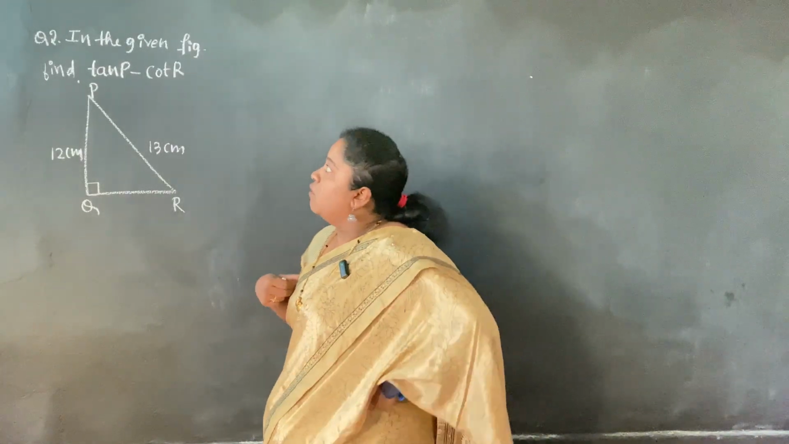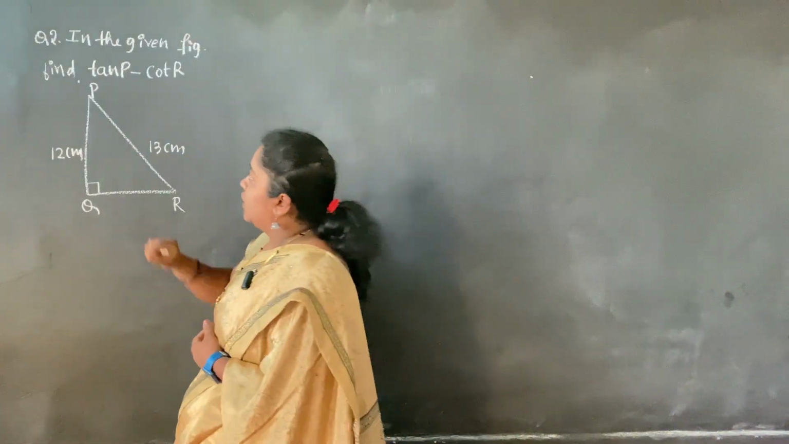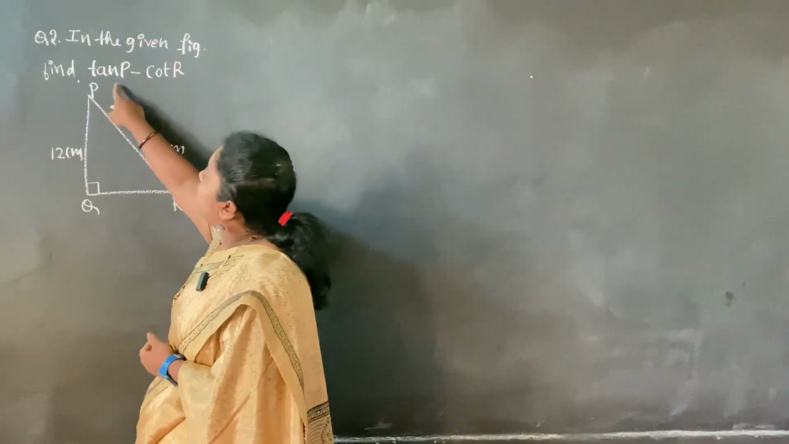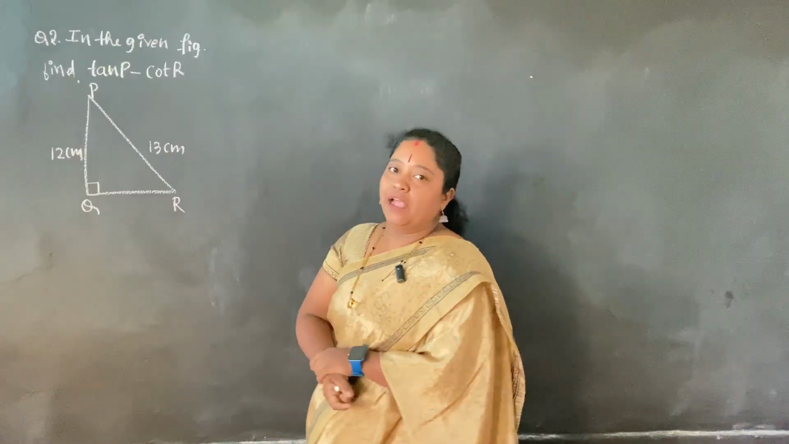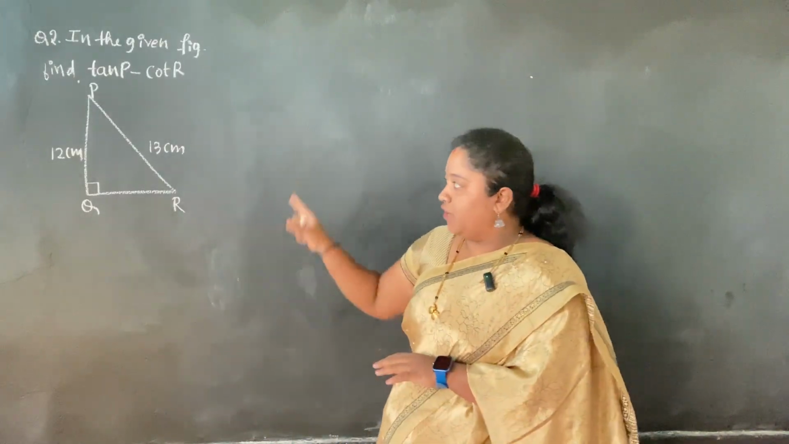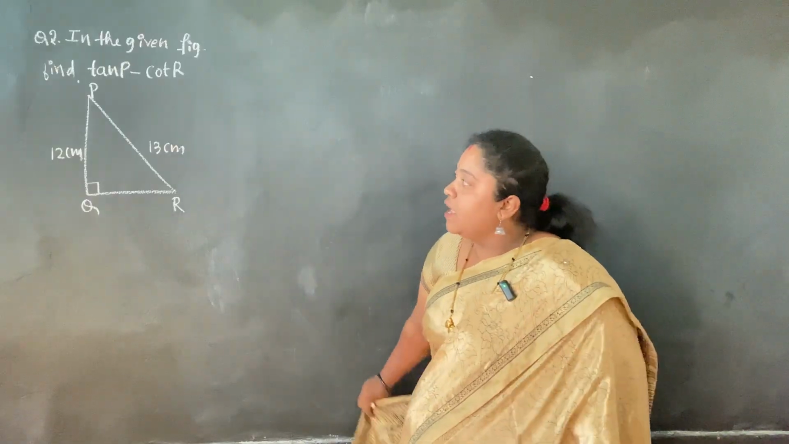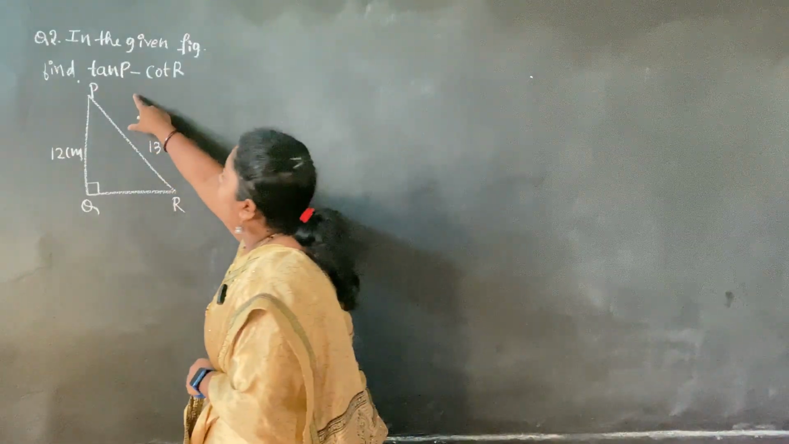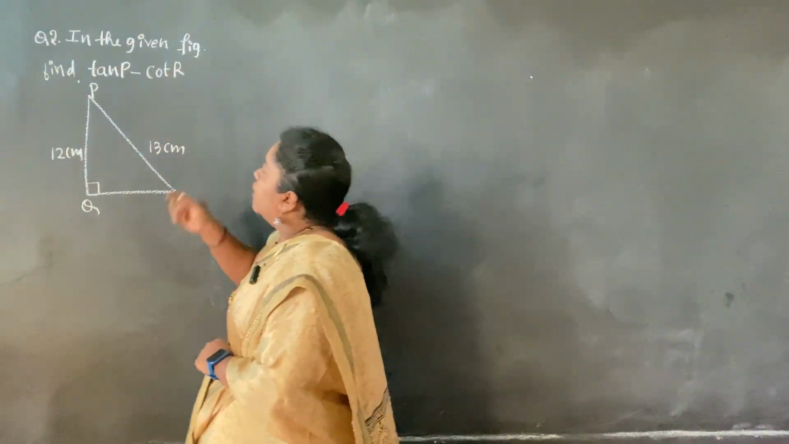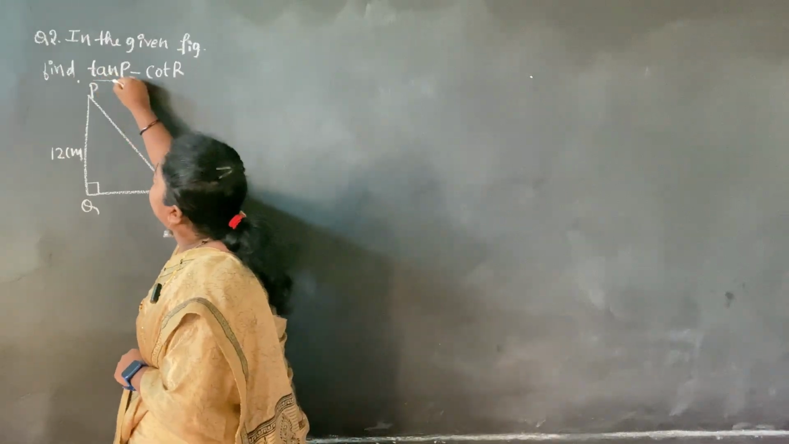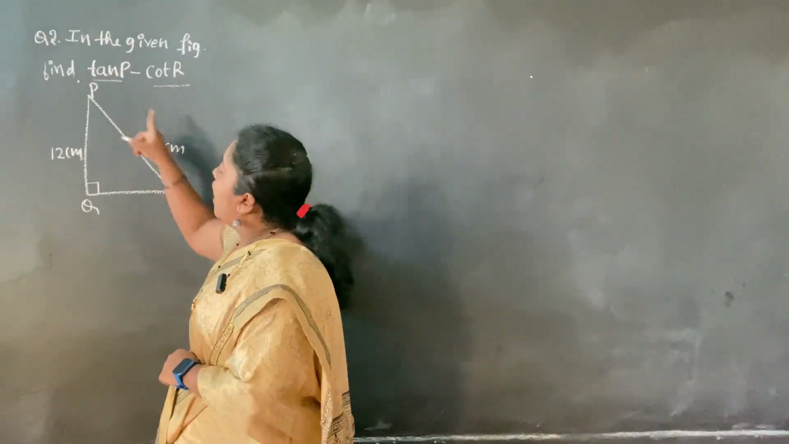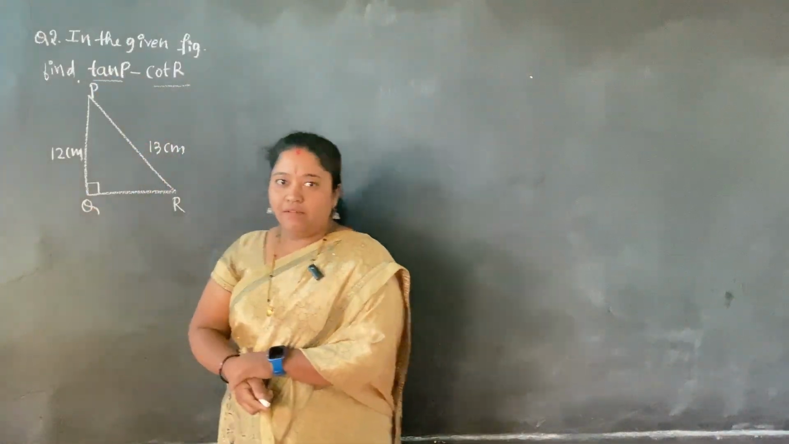Okay, now we'll see the second question. In the given figure, find tan P minus cot R. The figure is provided, and the information with respect to that figure is provided, and you need to find tan P minus cot R. The thing is, first you need to find tan P and cot R. After that you can provide the value.